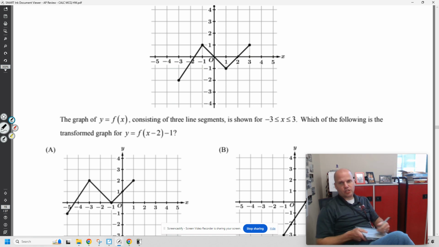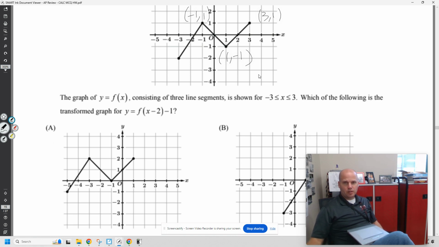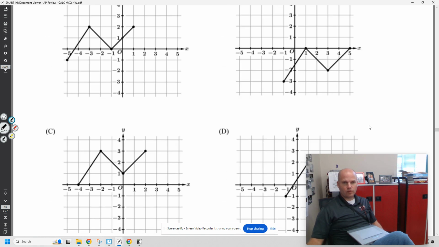Recommendations for these questions are to use points and just make a table yourself. But you should be able to see it. 3, 1 is going to go to 5, 0. There's 5, 0.